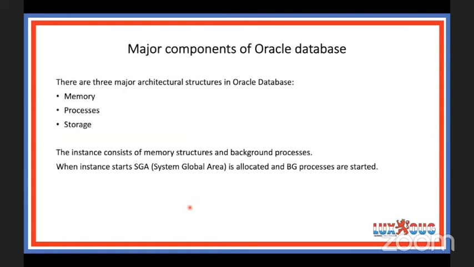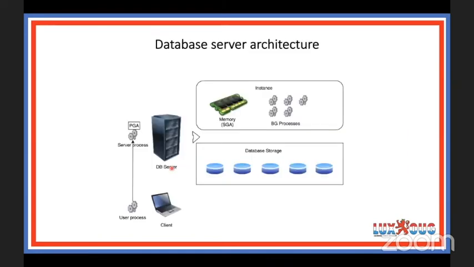There are three major architectural structures in Oracle database: memory, processes, and storage. So when we think about the instance, we know that it consists only of memory and process part, no storage included, except during startup phase when it reads the parameter file. When instance starts, system global area is allocated and background processes are started. So this is about the instance.